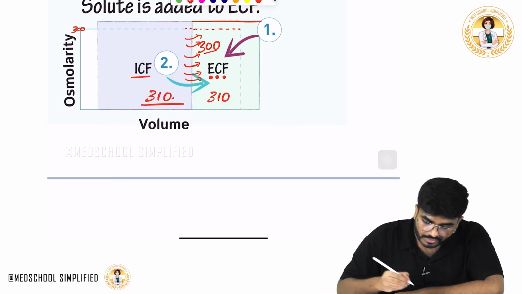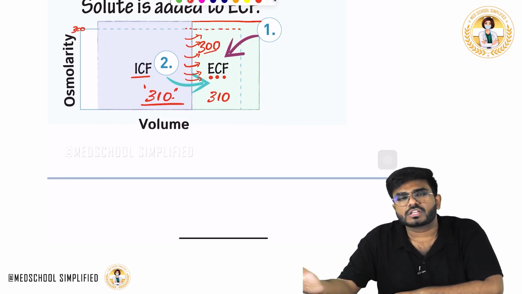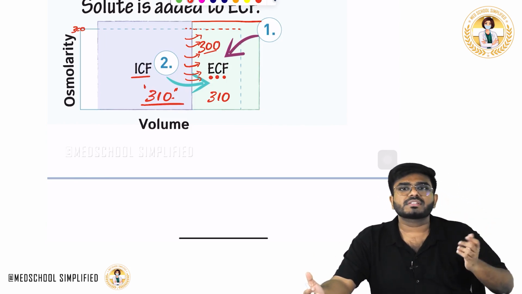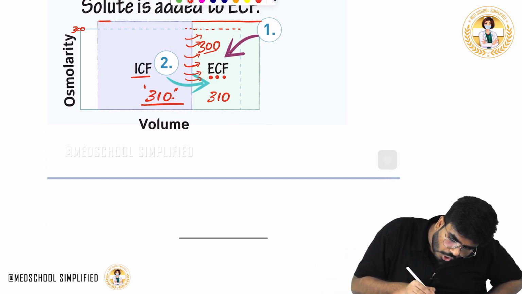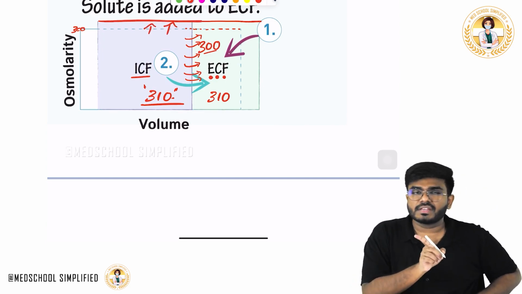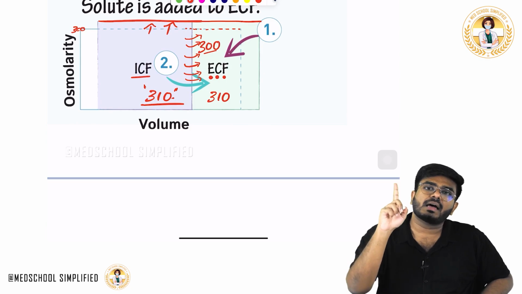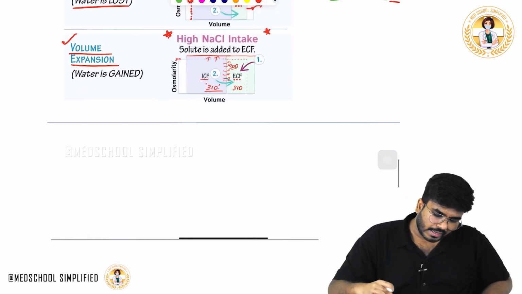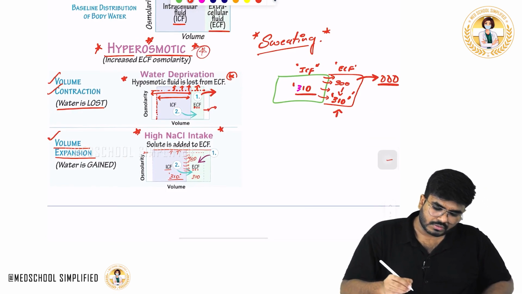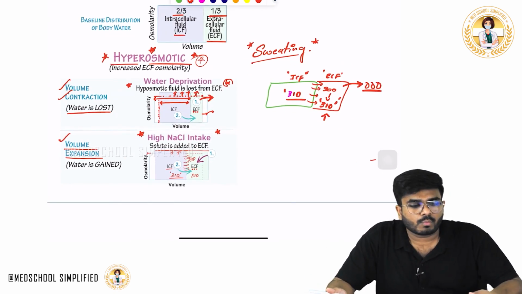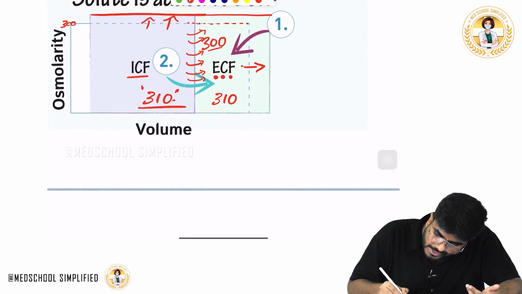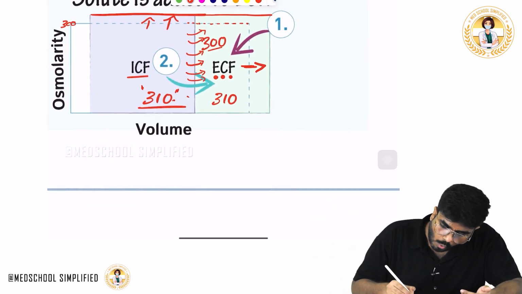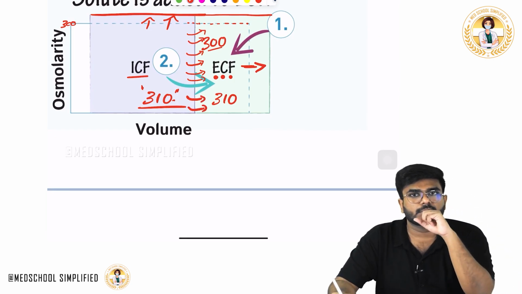Why does it become 310 here? Because fluid is lost, right? Intracellular fluids are getting concentrated, so that's why hypertonic, there is a shift, sideways as well as upways. So what I want you to know is, if you add more solutes to the body, there will be volume expansion. Extracellular fluids are going to be expanded as water is moving from the intracellular compartment to the extracellular compartment.